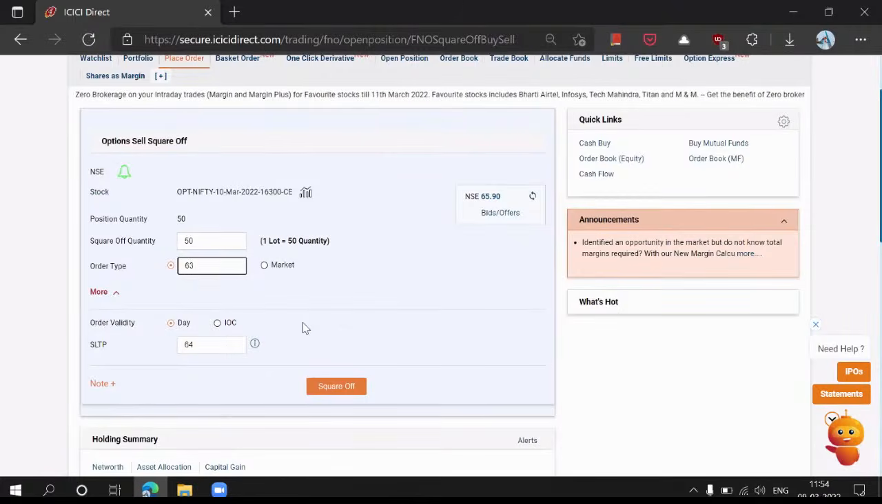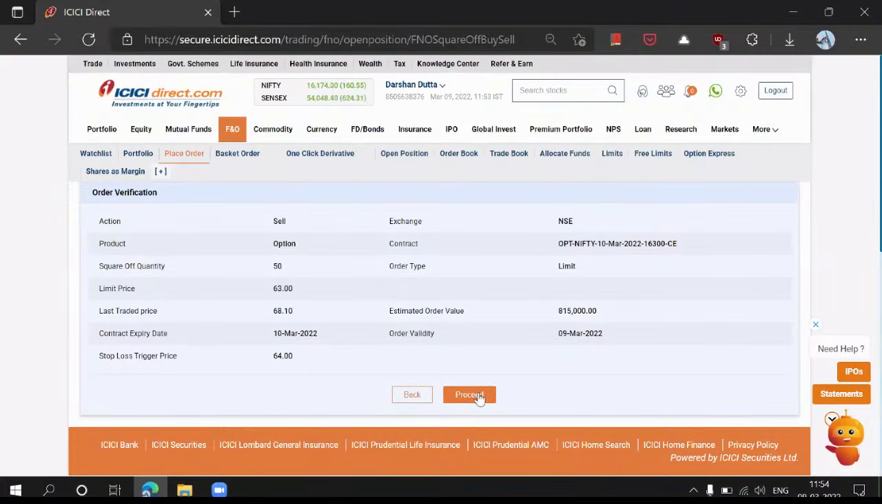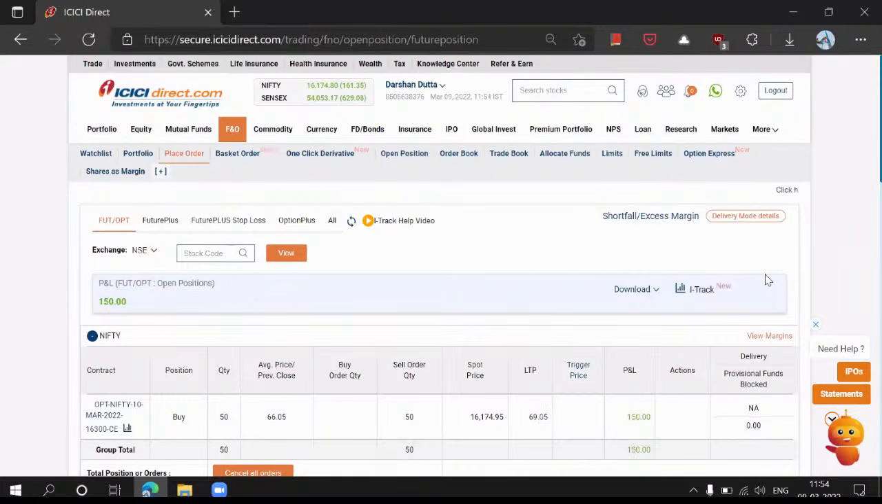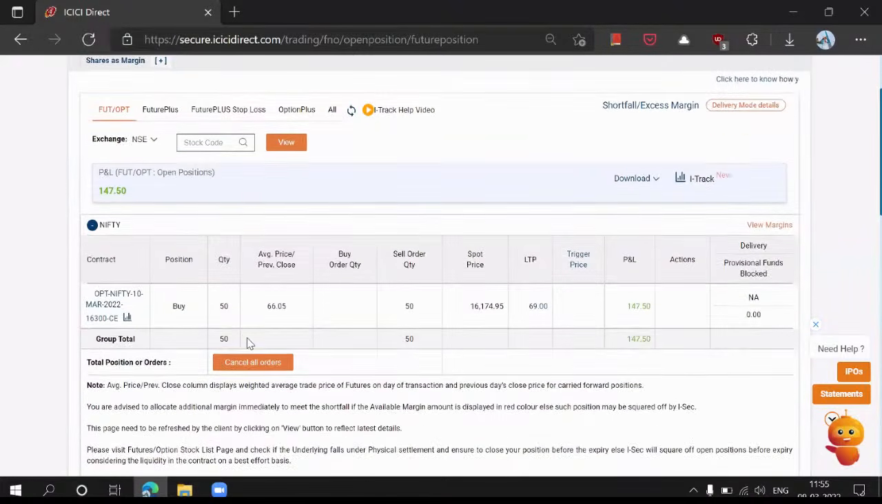The reason we're putting a limit price is because the stop loss is a market order. It will trigger at market. It is possible that the trigger happened at 64, but in options, because of liquidity, the price may get executed at any price. So if you put in 63 rupees as a limit, it ensures that beyond 63 is not going to execute. So there is a protection when you're executing this trade. Now you can click on square off and proceed, and your stop loss is in this trade. Now, this is an intraday stop loss. We don't have an overnight stop loss.